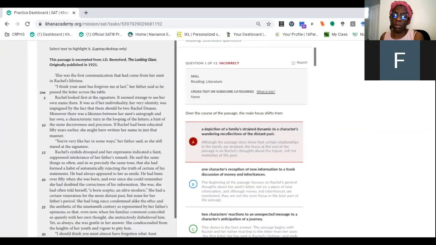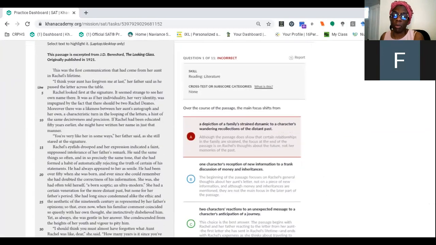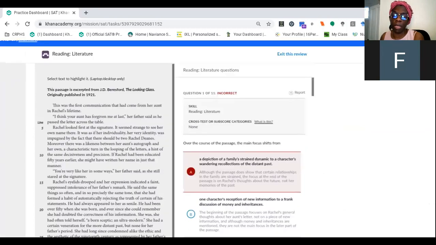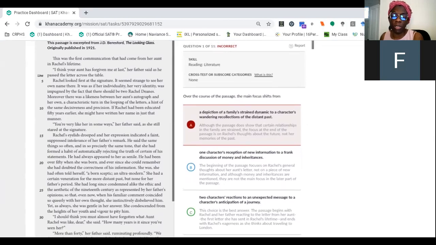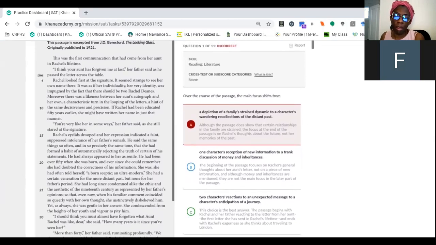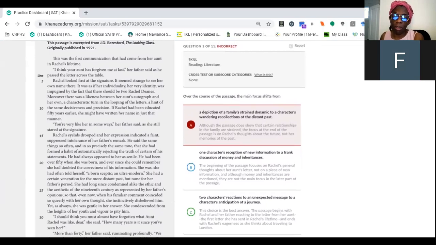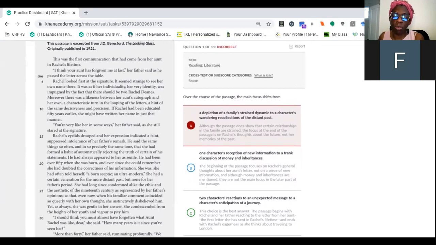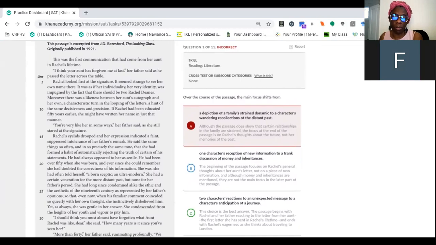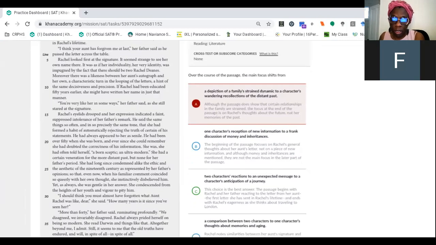So which is the first one you got wrong? Number 1. What was the question? Over the course of the passage, the main focus shifts from, what did you say? You said A. Did you say A? Yes, ma'am. So you said, a depiction of a family's strange dynamic to a character's wandering recollections of the distant past. What was the answer? C. Two characters' reactions to an unexpected message to a character's anticipation of a journey. Oh, so over the course of the passage, the main focus shifts from.